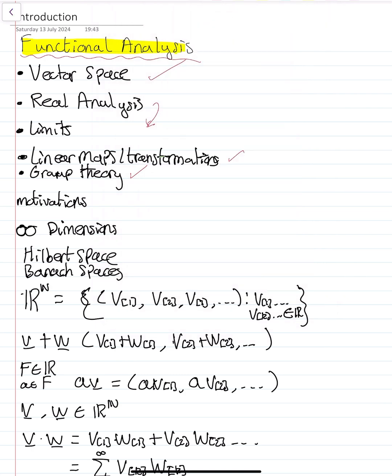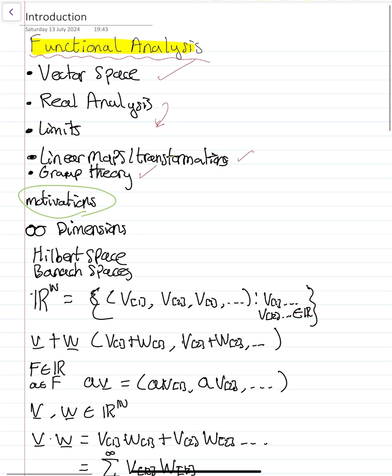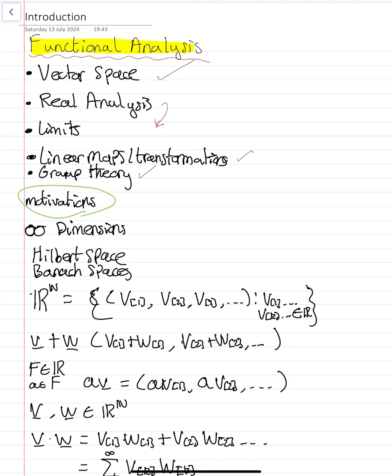Okay, so let's look at our motivation. Essentially, we want to find out how much of our knowledge of vector spaces extends over to the infinite dimensional vector spaces. And this will lead us on to the notion of a Hilbert space and eventually a Banach space.